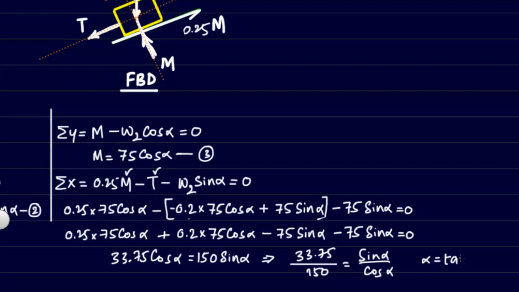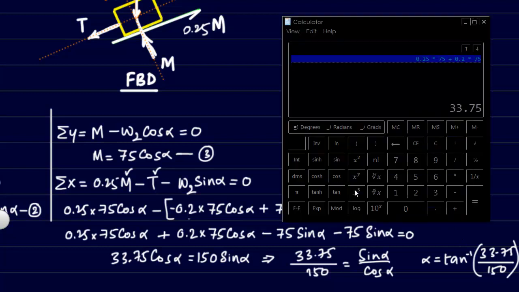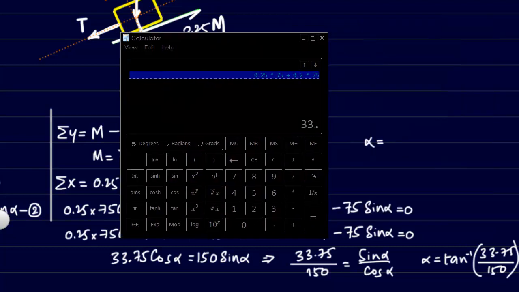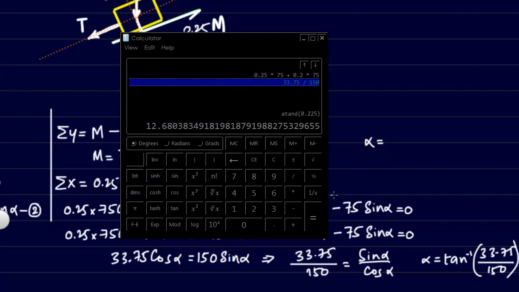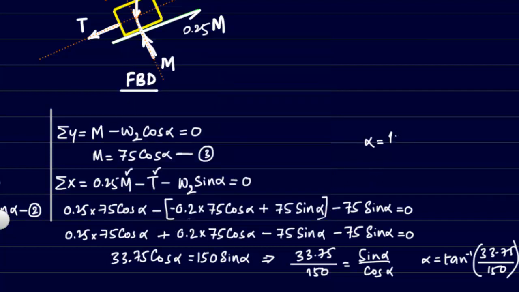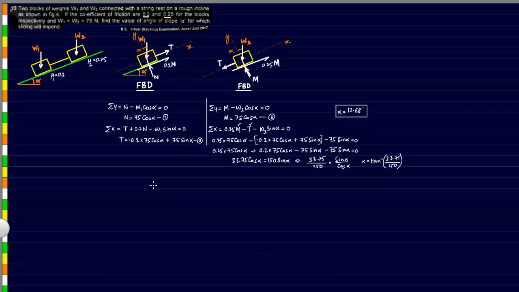So alpha then will be equal to tan inverse. Of course sine by cos we get tan, and that's what we are doing. So 33.75 divided by 150. Once we solve this we will get the value of alpha. So let's do it. 33.75 divided by 150, and we have to take tan inverse of this. So we are getting 12.68 degrees. So this here is our answer.